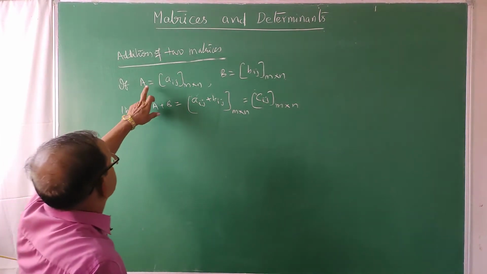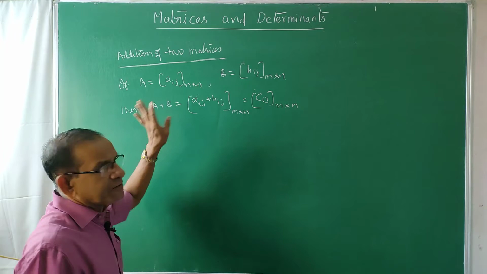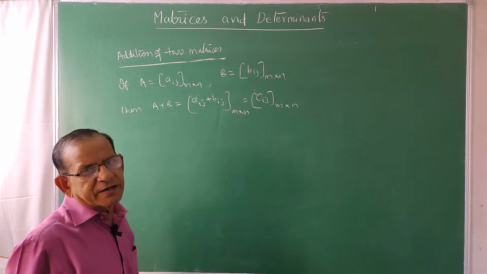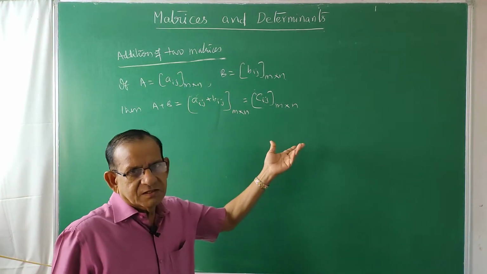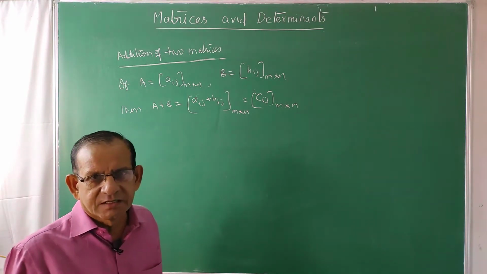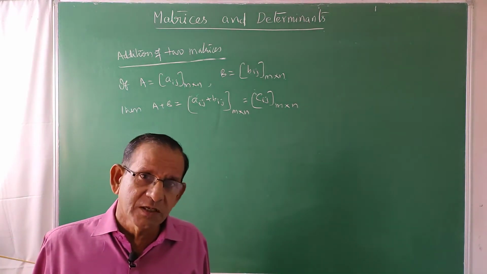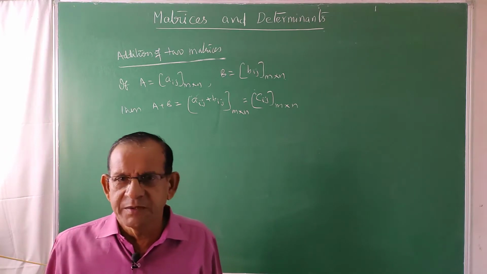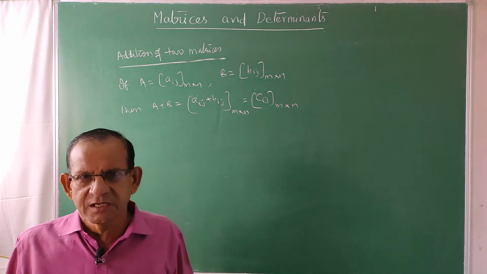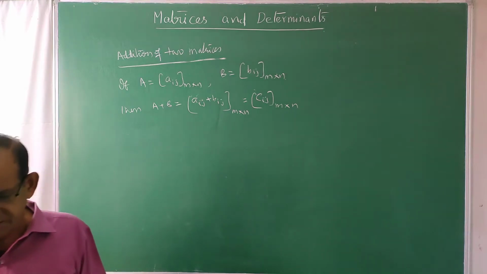Now if there are 2 matrices A and B of the same order m by n, m rows and n columns, then you can add or subtract those 2 matrices. A plus B will be like this. You have to add corresponding elements and write those elements as C11, C12, etc. Add the corresponding elements and write it as a new matrix. That is called A plus B. But we cannot add 2 matrices if their orders are different. They must have the same order, and the obtained matrix also has the same order. Similarly, for subtraction, A minus B, we have to subtract corresponding elements and write it as a new matrix.